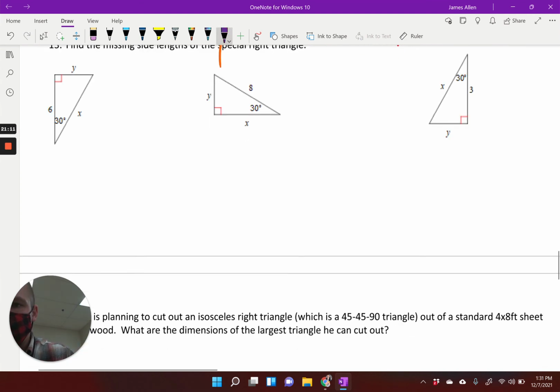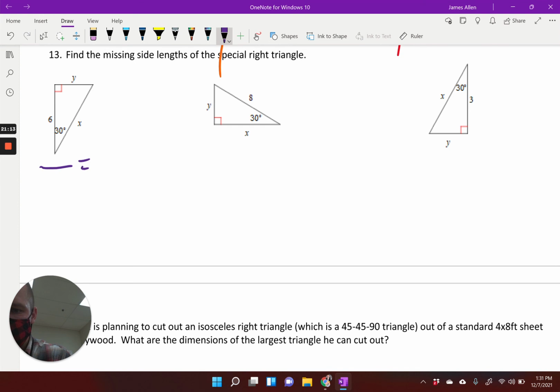All right. So here I've got a 30, 60, 90 triangle. Now it's 1, root 3, 2. And I've got, across from the 30 is my Y this time. Across from the 60, which is right here, that's a 6. And across from the 90 is my X.